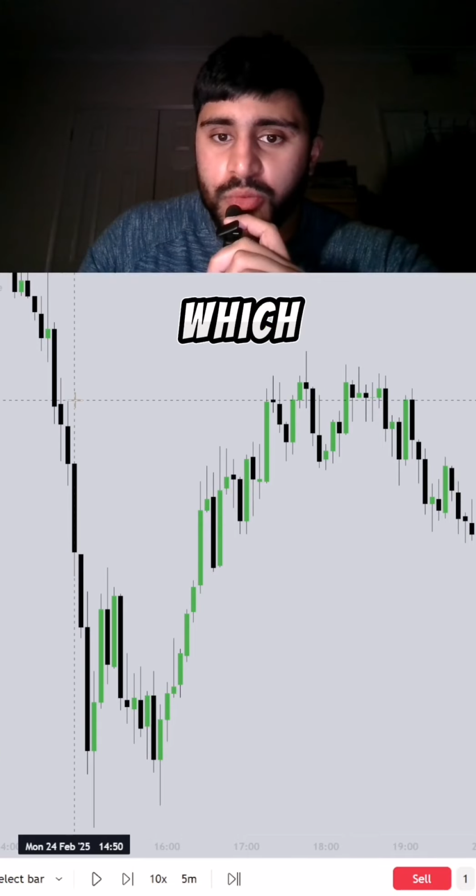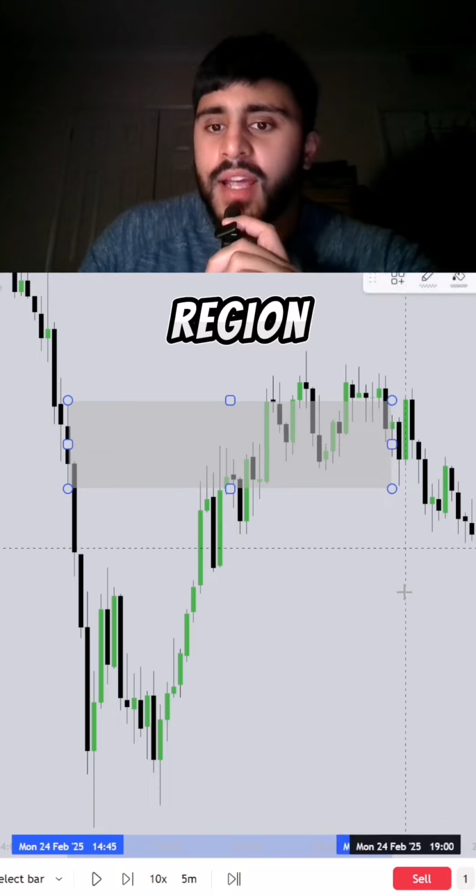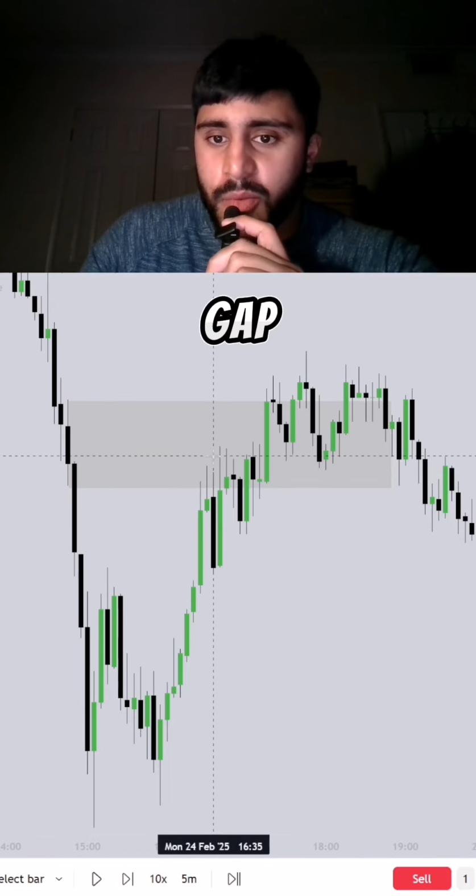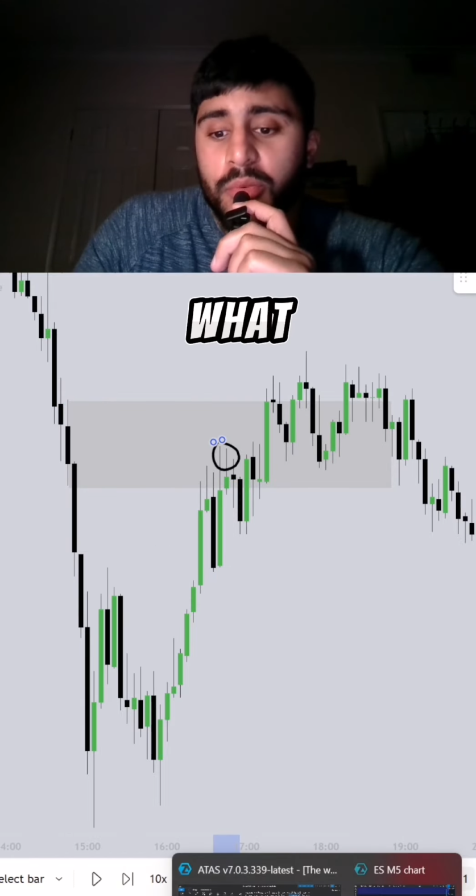First order block, right? Which is what traders can choose. This is kind of the first order block. The fair value gap was just over here in this region. Now there is a problem with this fair value gap, and we can see on the order flow what the problem actually was, right?